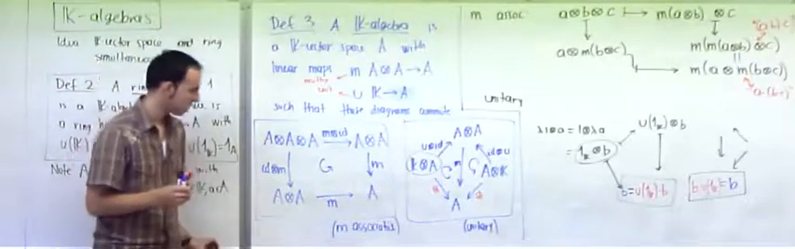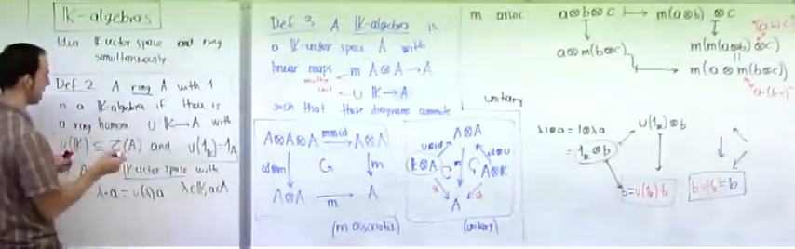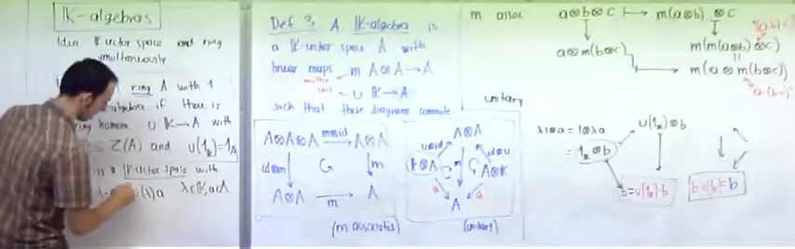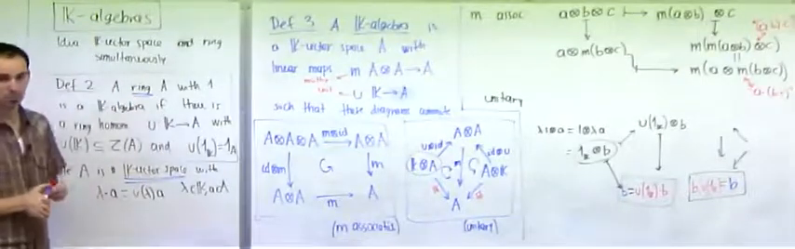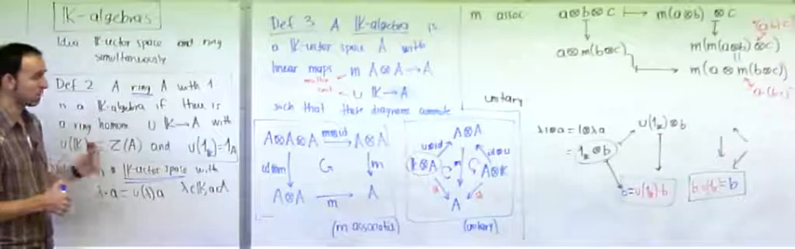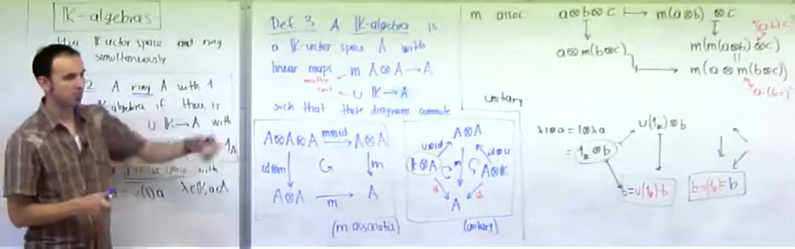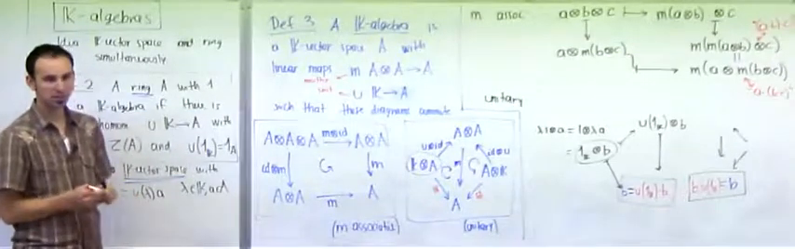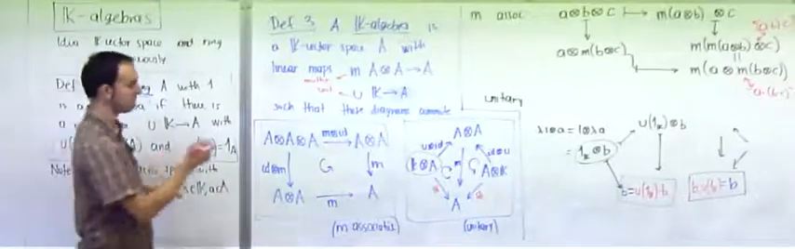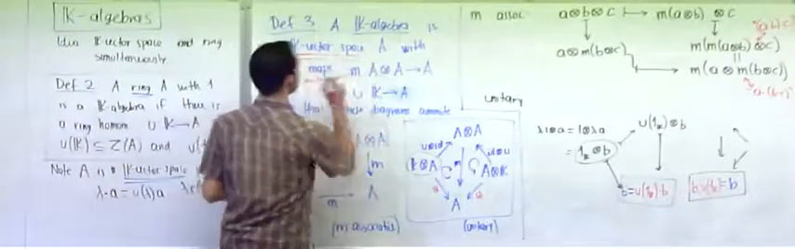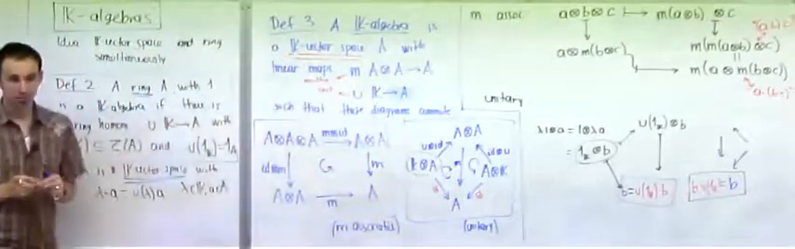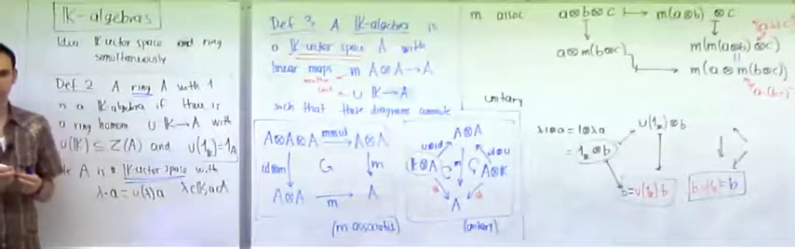Let me point out something to you, which is that here I underlined ring and I underlined vector space. In definition 2, we have a ring and a vector space. What do we have in definition 3? Do we have a vector space? We have a vector space. Do we have a ring? Not yet, right?